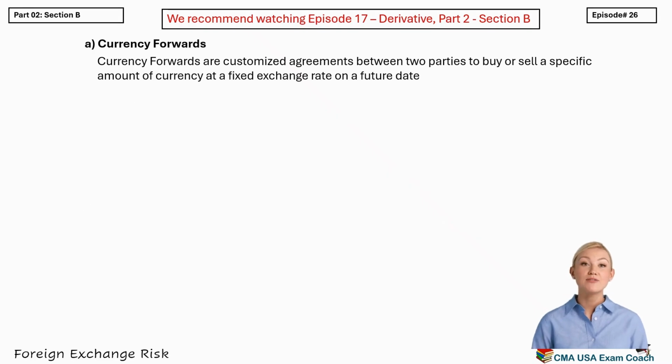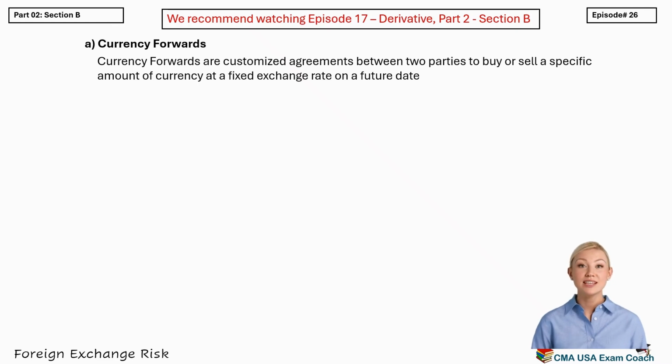Let's now look at the first type of foreign currency derivative, currency forwards. A currency forward is a private contract between two parties to buy or sell a specific amount of foreign currency on a future date, but at a fixed exchange rate that is agreed upon today. That agreed upon rate is known as the forward rate.